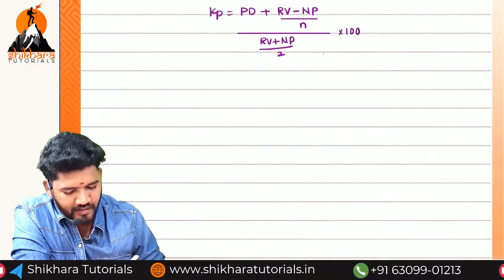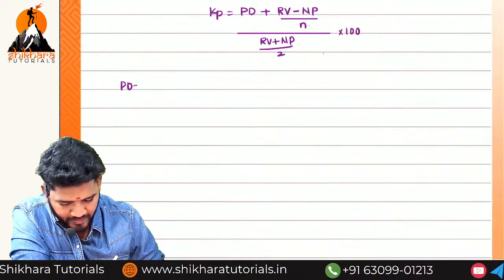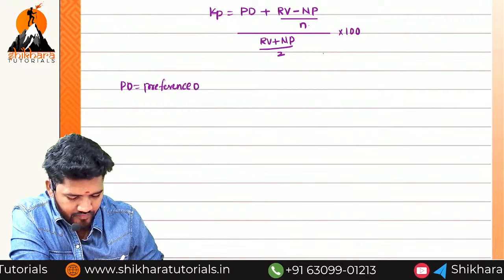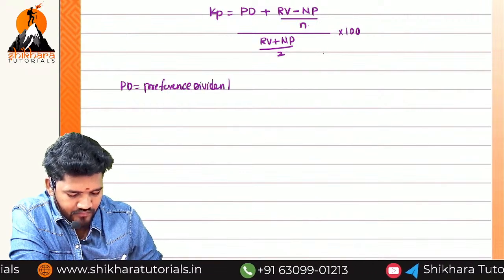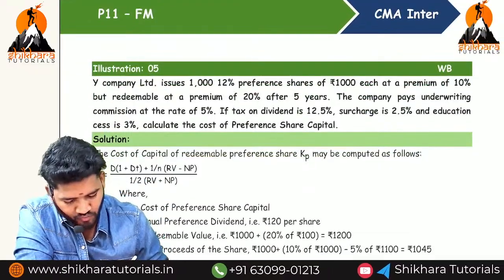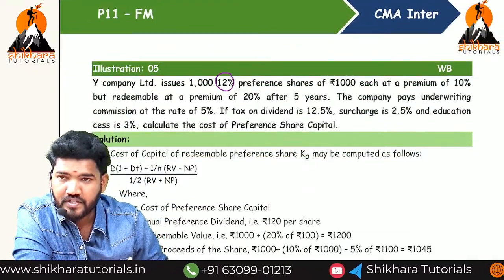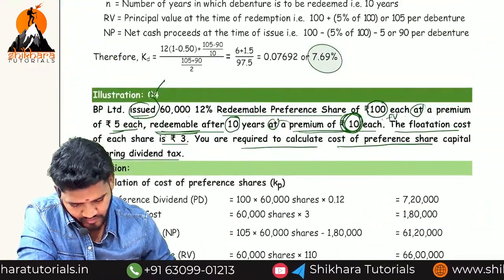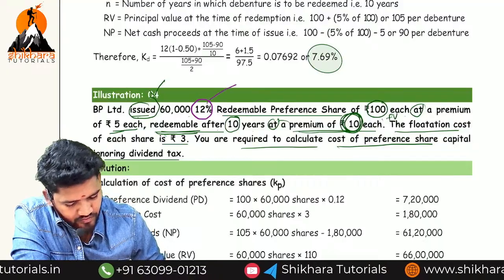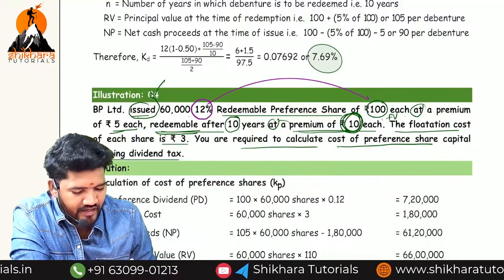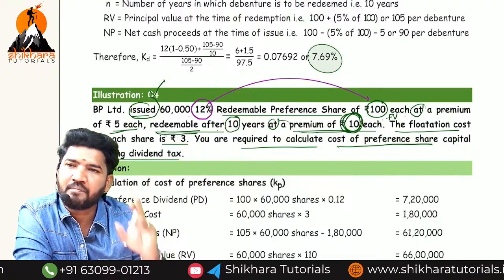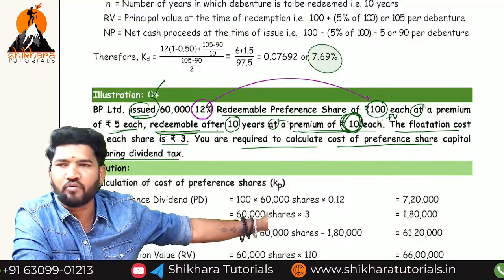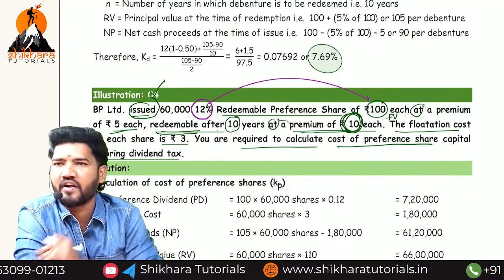Now procure the information. PD represents preference dividend. How to calculate this one? Percentage on face value. What percentage? 12%. Face value? 100. I said already in intro class, you can calculate from per share point of view, you can also calculate from total point of view. I think in this question they calculated in total point of view. I am solving in one share point of view only.